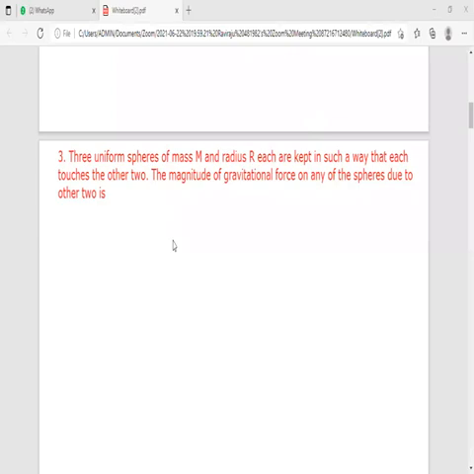Three uniform spheres of mass m and radius r each are kept in such a way that each touches the other two. The magnitude of gravitational force on any of the spheres due to the other two is. So all the three are always in contact, in the sense you can just draw the diagram in such a way. All are identical only. So not like this, all of them should be in contact only, no?